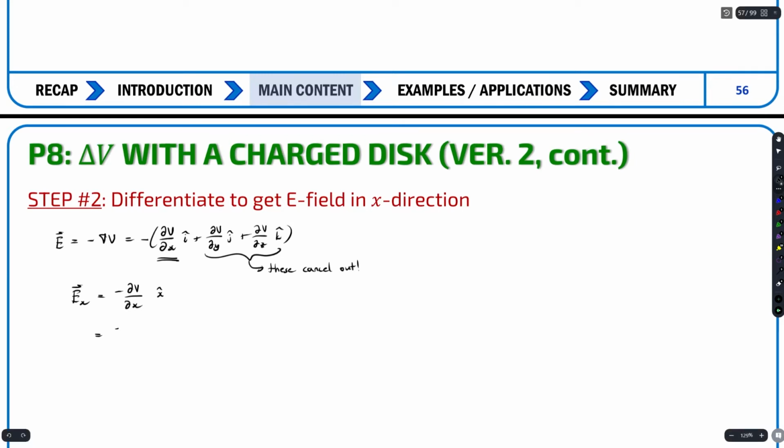Now this is then going to be negative derivative of, we have 2kq over a squared times x squared plus a squared minus the integral of x. And if we want to derive it, we end up with minus 2kq over a squared being the constant. And then we should get 1 over 2x over the square root of x squared plus a squared, plus 1.